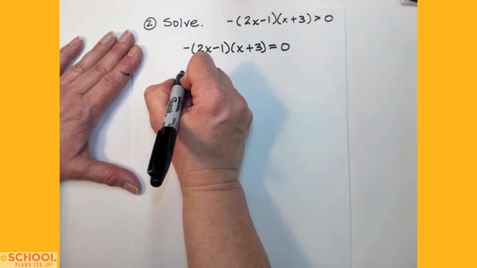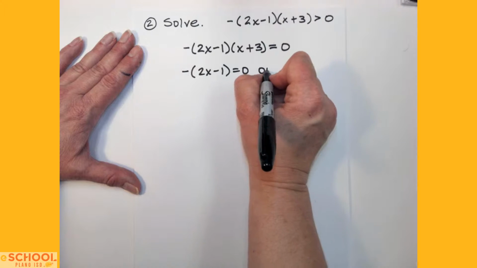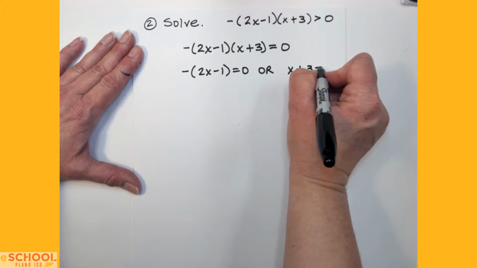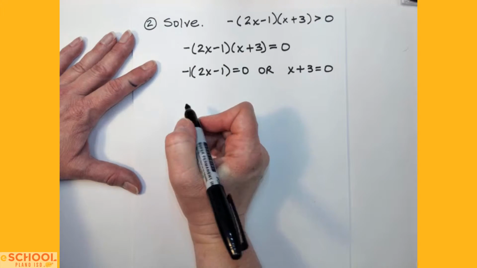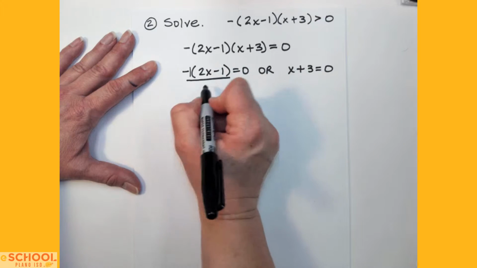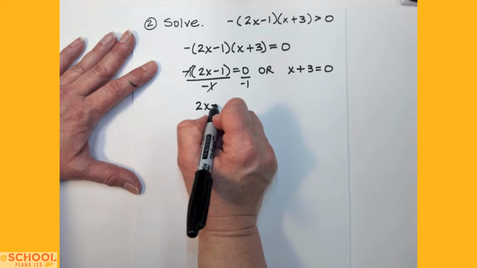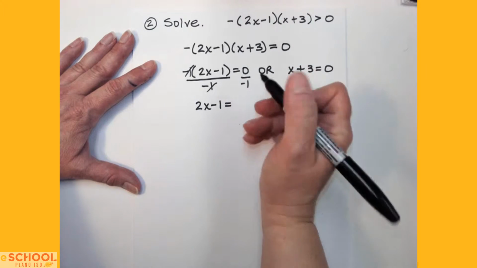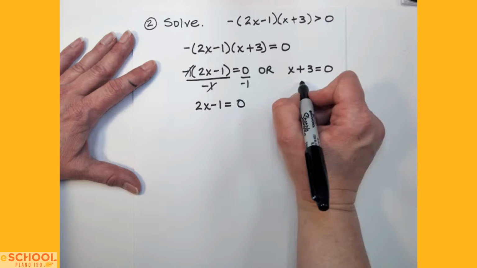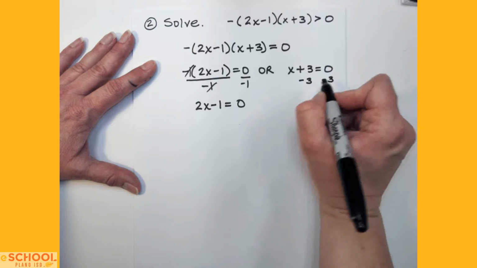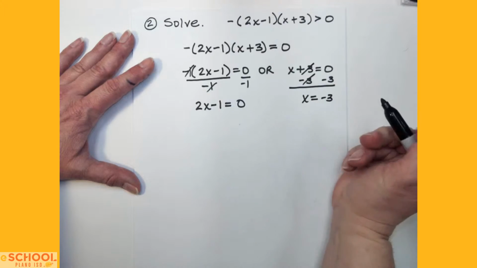So now I'm going to break this apart. I've got negative quantity 2x minus 1 equals 0, or x plus 3 equals 0. Now I need to think about, there's an understood negative 1 in front of this parentheses. To get rid of that, I'm going to divide both sides by negative 1. So it reduces here and I get 2x minus 1 equals, and remember 0 divided by any number is just 0. Then for this factor, I'm going to solve this equation by subtracting 3 or adding a negative 3 to both sides. So that gives me x equals negative 3 over here.